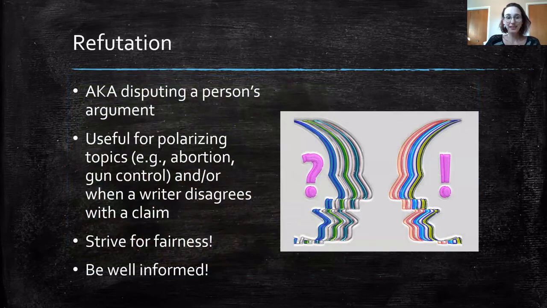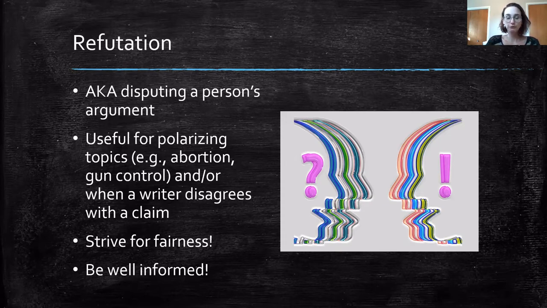So our next is refutation, and this is basically you're disputing a person's argument. This is really important, especially when you're talking about a polarizing topic, such as abortion or gun control, or when a writer disagrees with a claim.